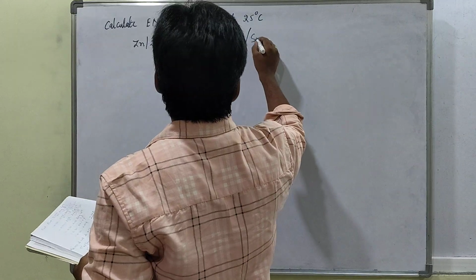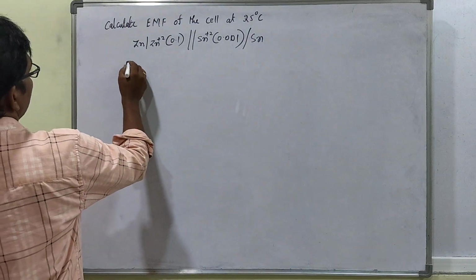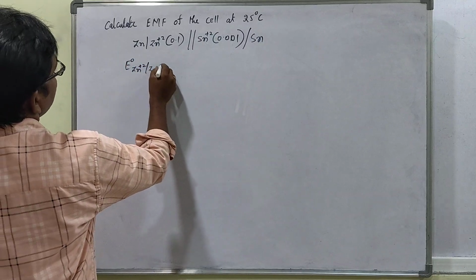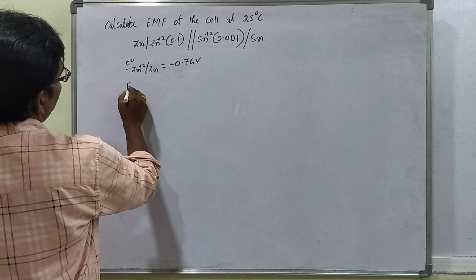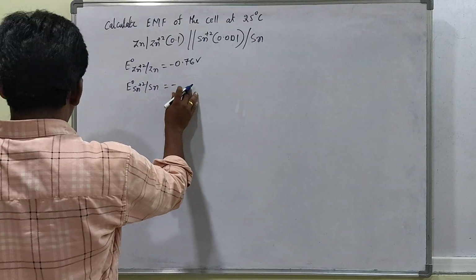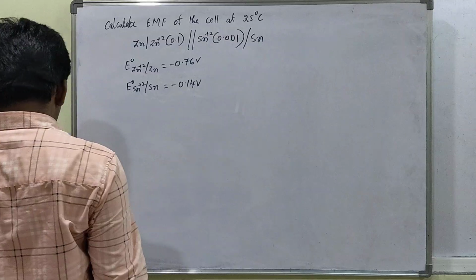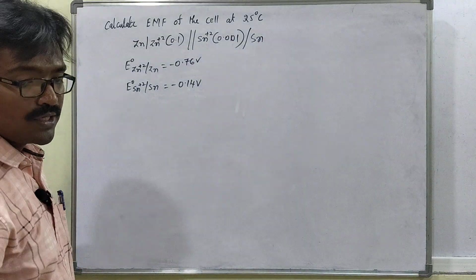Then the E naught values of both are mentioned. E naught of Zn2+ to Zn is equal to minus 0.76 volts. Then E naught of Sn2+ to Sn is minus 0.14 volt. So this is the question. We have to calculate the EMF of the cell.